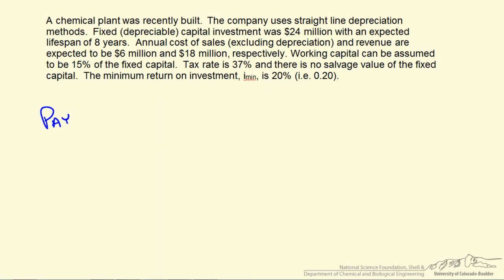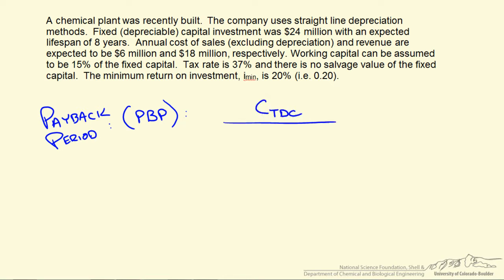Another thing we're going to look at is what's called the payback period, or PBP. And just like it sounds, this is the amount of time it would take to get money back equal to the amount of money we put in at the beginning, or our payback time. This is calculated very similarly to our rate of return on investment, but it's kind of the reciprocal, because we start with how much we invested, so the cost of our total depreciable capital, and we're dividing it by our net profit every year.